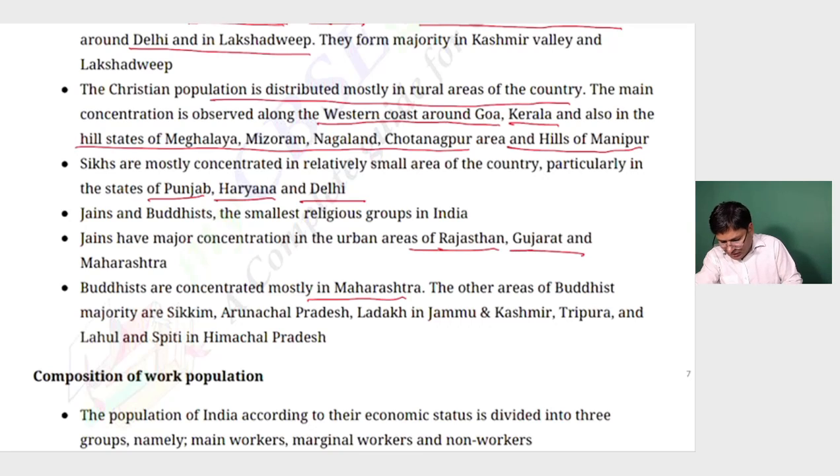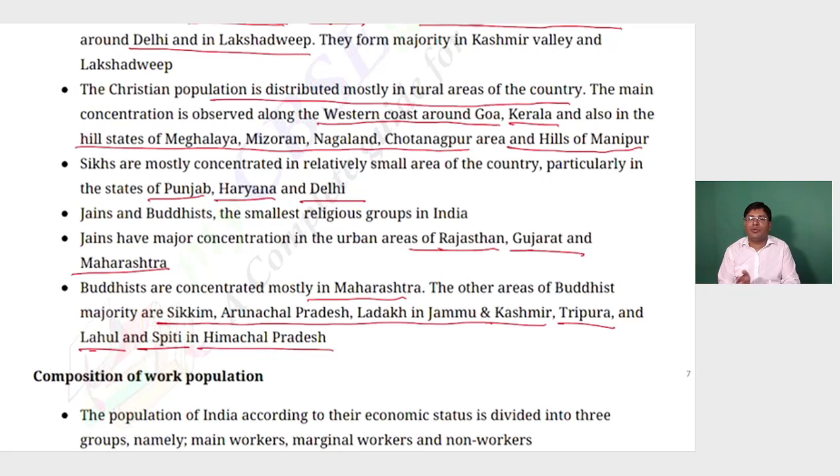Rajasthan, Gujarat, and Maharashtra. These are the Jains. Buddhists are concentrated mostly in Maharashtra. The other areas of Buddhist majority are Sikkim, Arunachal Pradesh, Jammu and Kashmir, Tripura, Lahaul, and Spiti in Himachal Pradesh. So this was the religious composition of the Indian population.